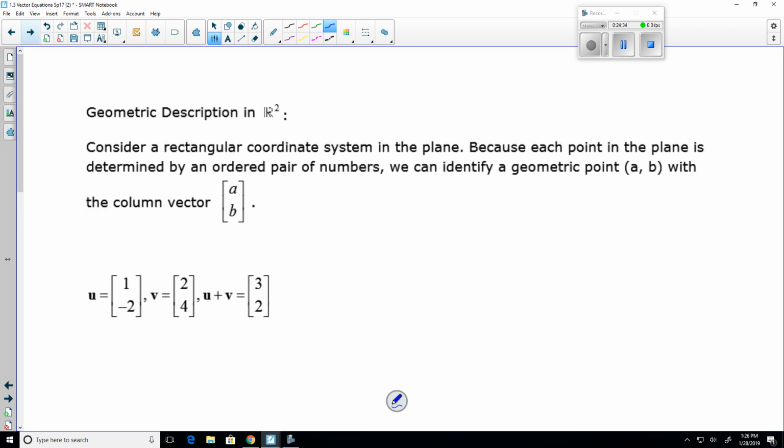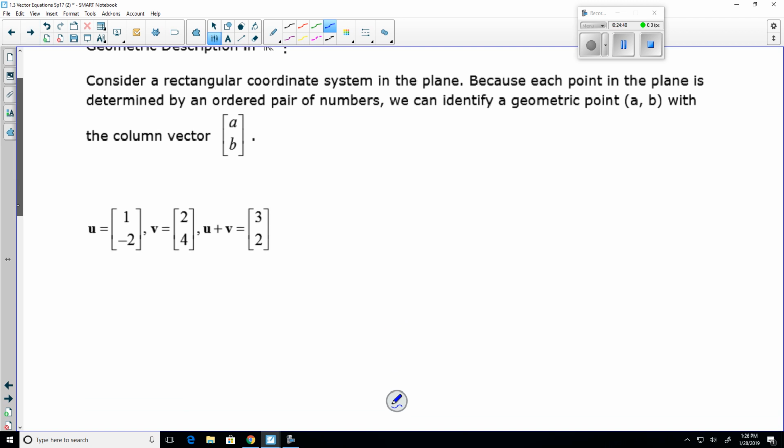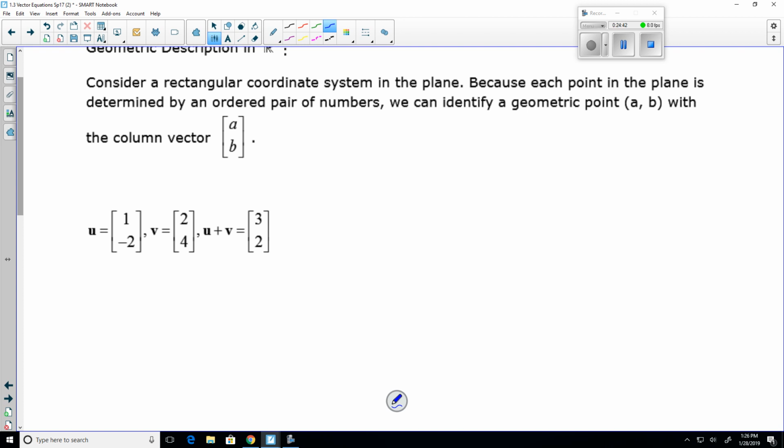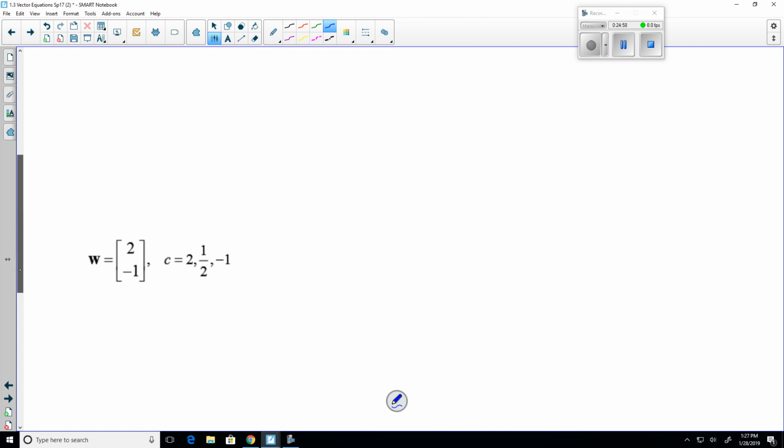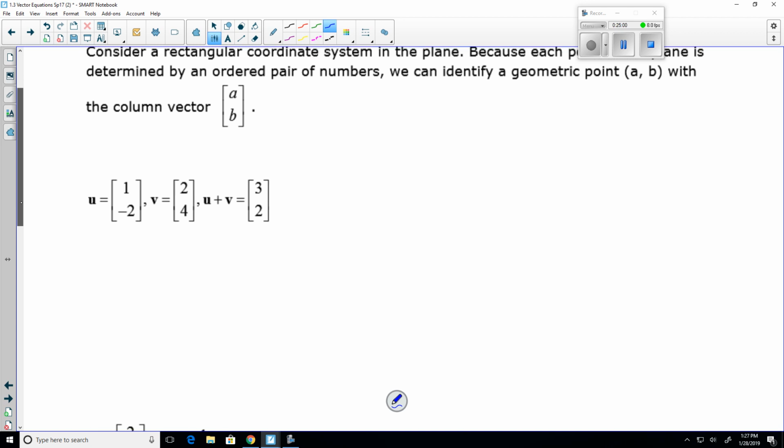Okay. So geometric description in R2. So what is vector addition in R2? So we have these two vectors, U and V. Notice they're in bold. So U plus V is just the sum of these entries. That's what we got in our example. So we want to graph these. Let's see, do I have a graph? I don't. That's okay.